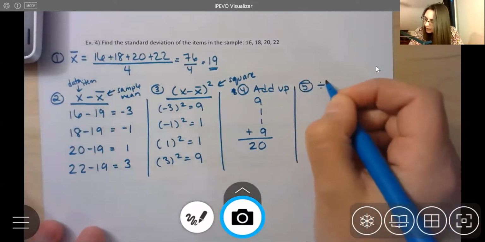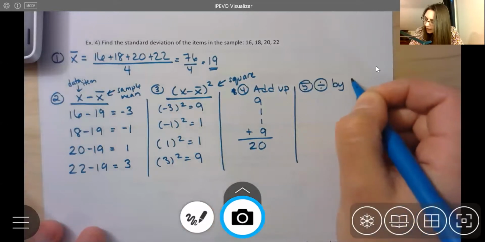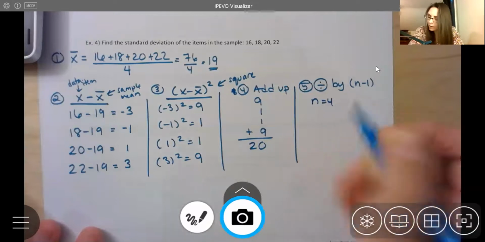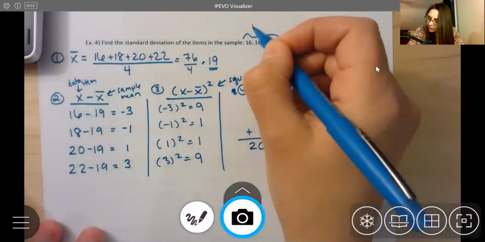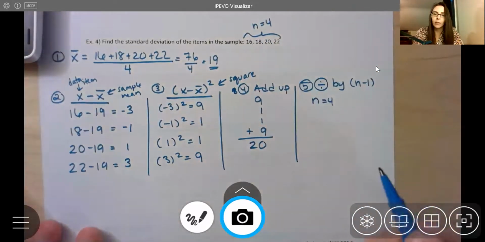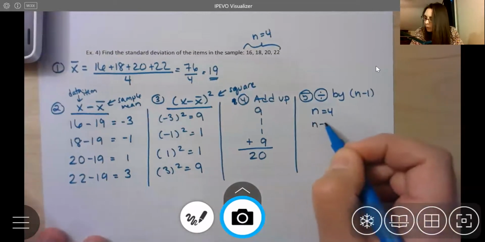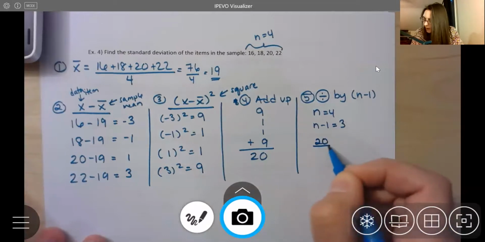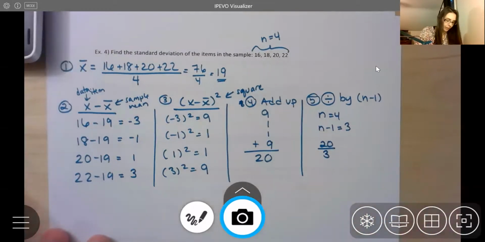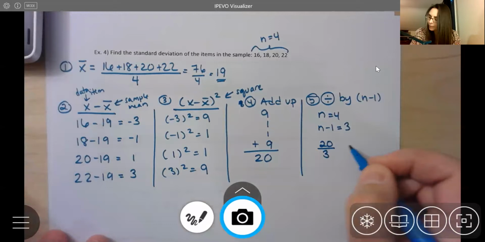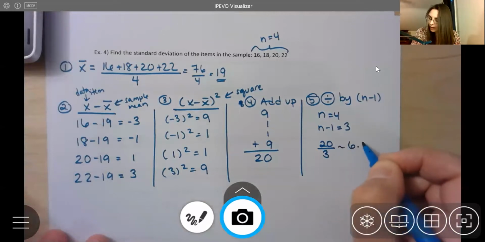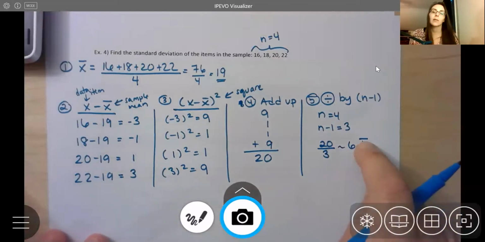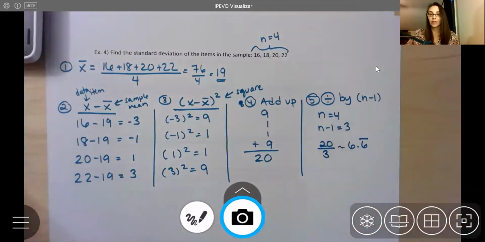Next step is you're going to go ahead and divide by n-1. Now, in this case, our n is 4, right? So I have 4 data points. So n-1 is going to be 3. So I'm going to do 20 divided by 3 here. And that does not come out nice. I'm going to get about 6.6, and this is going to end up repeating. So this bar here means that 6 is going to keep going on forever and ever.